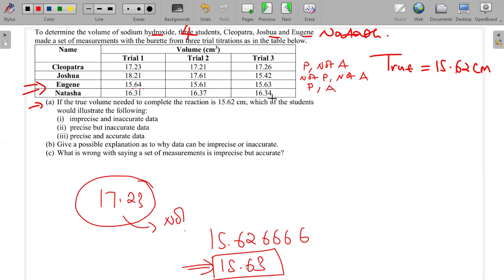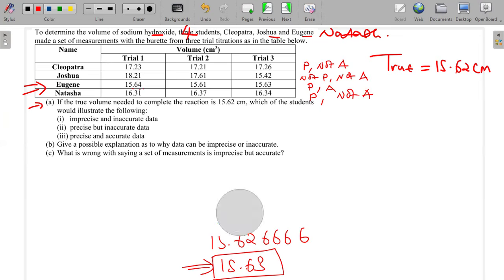Okay, what about Natasha? Natasha, they are all 16 point somethings, so they are precise, but are they accurate? We can't tell. We need to find the average of this and then compare it to this. Okay, so I get 16.61 plus 16.37 plus 16.34, and then I divide by 3. So that one is just going to give me 16.34. So 16.34, is it close to the 15? No. So we're going to say this one's not accurate. Okay, so once we do that, it means this question is done.